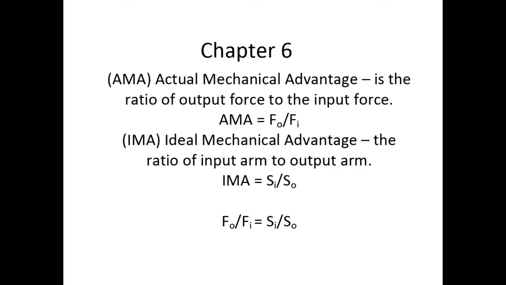AMA stands for actual mechanical advantage. It is the ratio of the output force to the input force. So if you see FO, that stands for output force, and FI stands for input force. Ideal mechanical advantage, IMA, is the ratio of the input arm to the output arm. SI would be the input arm's length, and SO would be the output arm's length. And therefore, FO over FI equals SI over SO.